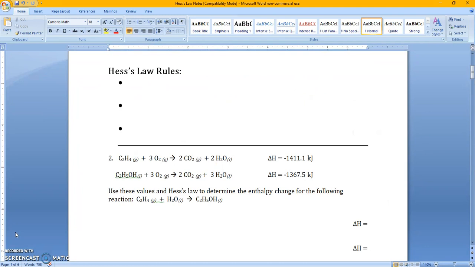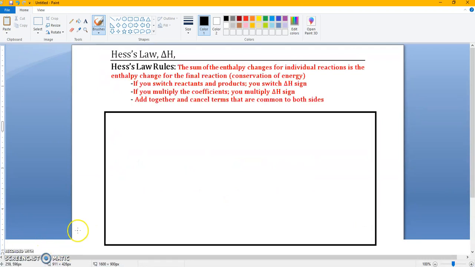Hess's law has 3 specific rules. We're going to go over these rules and then use number 2 as our example of using these rules. Okay, so Hess's law states that the sum of the energy or the enthalpy changes for individual reactions is the same change that happens for the final reaction. In other words, energy is conserved in a reaction. So I can use multiple reactions to find the energy absorbed or released in another reaction.